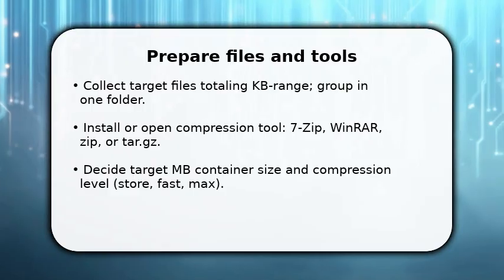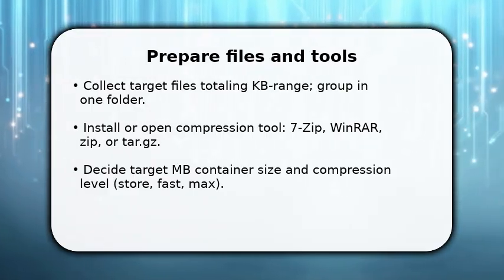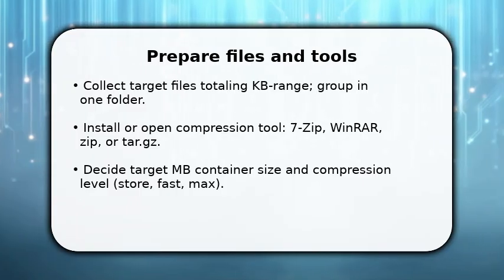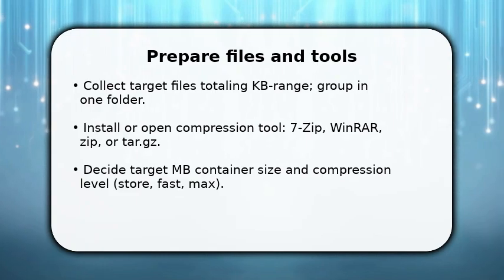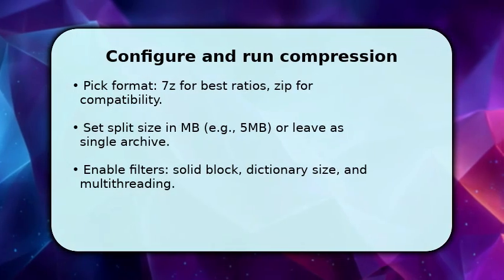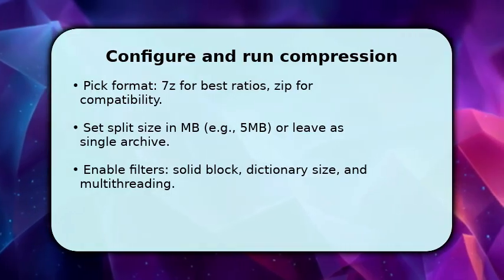Set compression level to balance speed and size. Use fast for quicker runs or max when you need tighter packing. Also set split volume size if you want each archive chunk to be a specific MB value. Once configured, fine-tune advanced settings so compression yields the MB outcome you need.